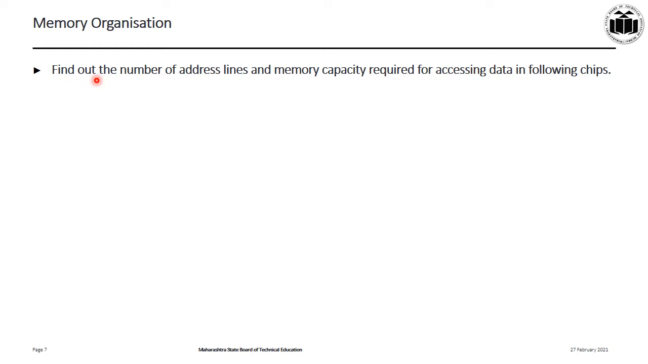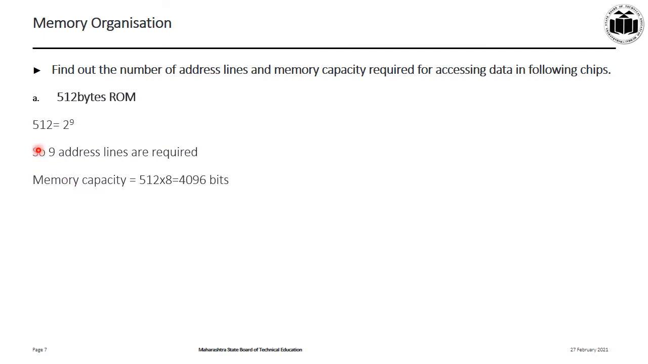We will try to find out the number of address lines and memory capacity required for accessing the following chips. For example, the first one, 512 bytes ROM. So 512 can be represented as 2 raised to 9, where 9 is the number of address lines required. So chip capacity will be 2 raised to 9, that is 512, multiplied by 8 bits, which equals 4096 bits.